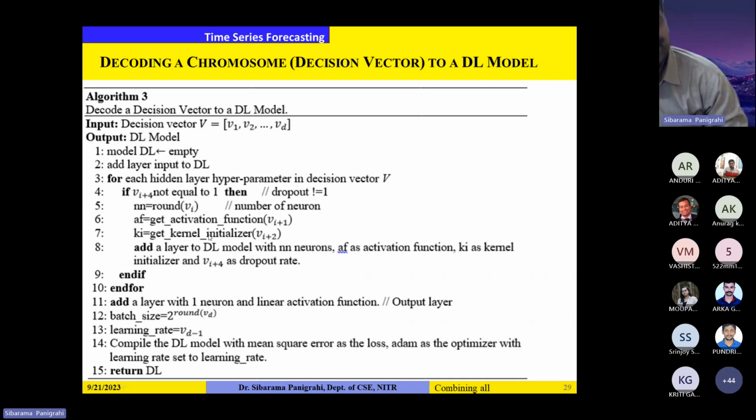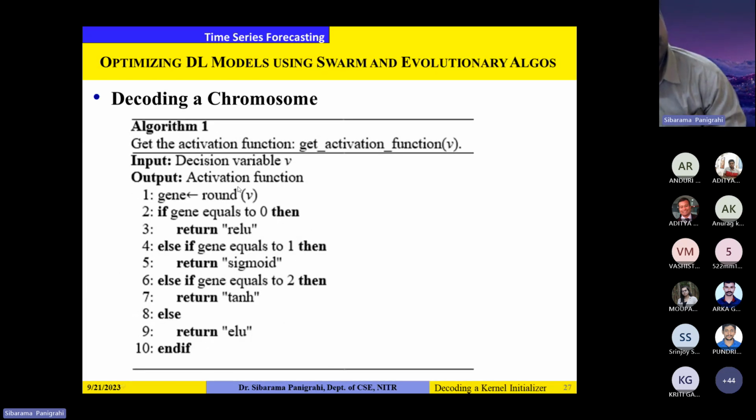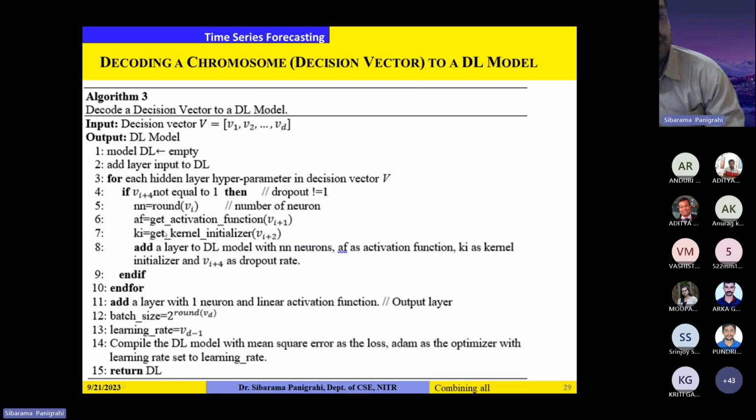In get activation function, I am rounding the value. Then based on its 0, 1, 2, 3, I am getting a specified activation function. Similarly, for the kernel initializer, I will call the kernel initializer function to get the appropriate kernel initializer. Then I will add a layer to the deep learning model with n neurons, where I have obtained AF as the activation function, KI as the kernel initializer, and VI plus 4 as the dropout rate. So this is how I will go on adding hidden layers to the deep learning model based on the chromosome values. Then finally, I will add the output layer.